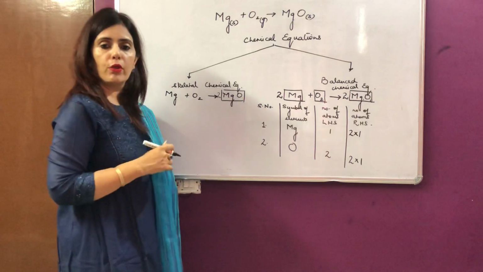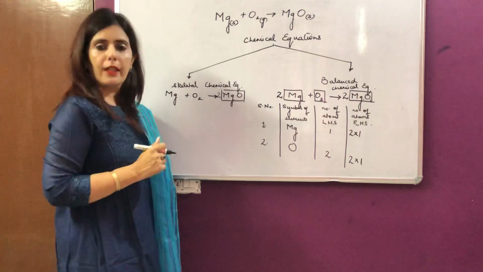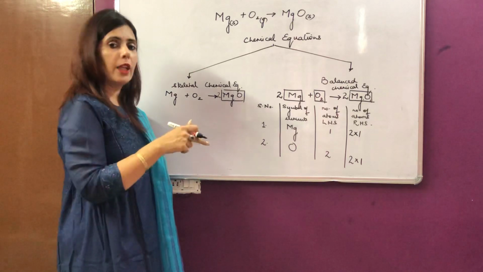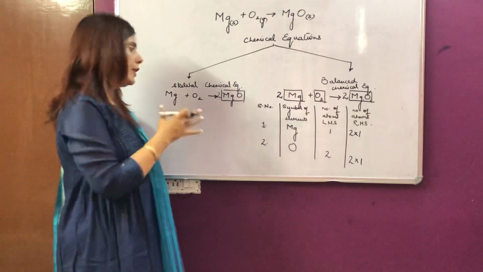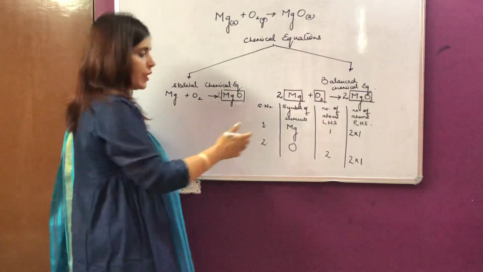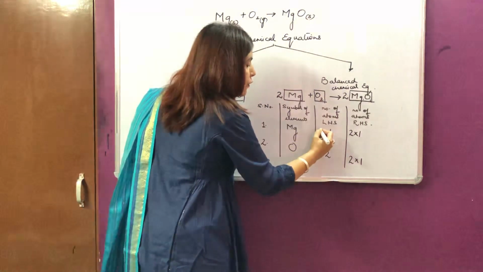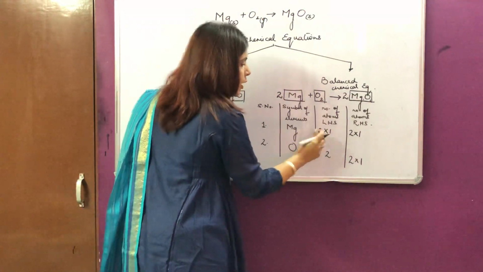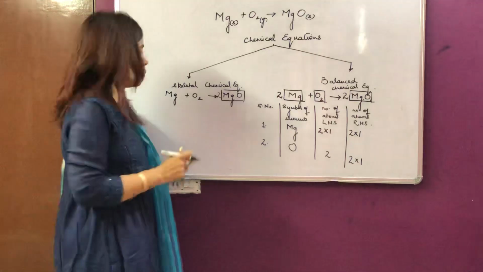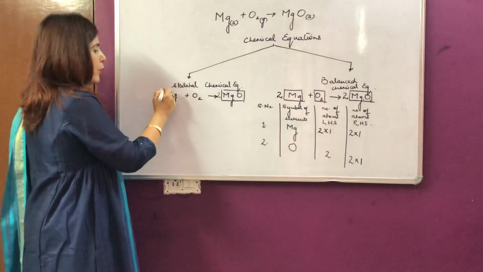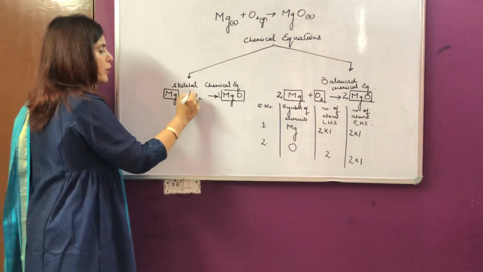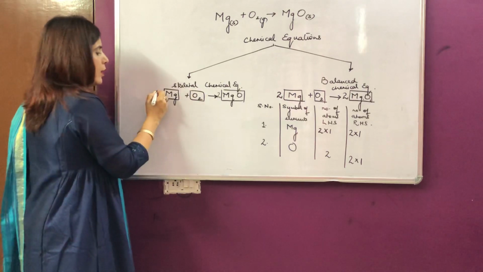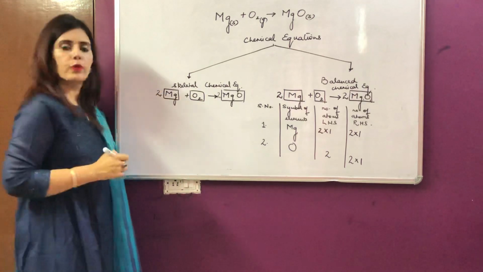So, what do we need to do? We need to make the change on the left hand side also. First, the table is going to be clear, and then the equation is going to be clear. So, we multiply here also by 2. If we have multiplied here by 2, the same stoichiometric coefficient we should put in front of the box of magnesium like this too.